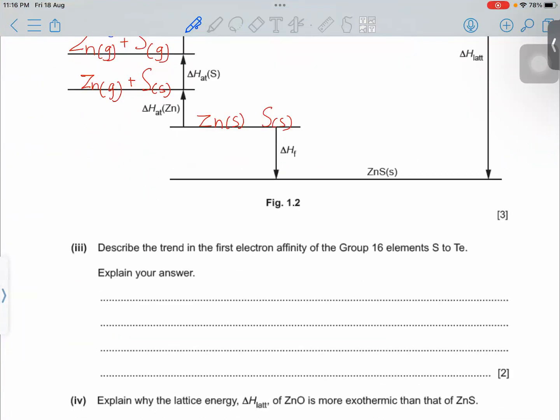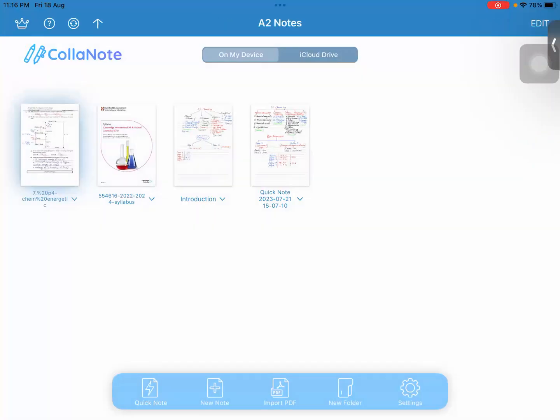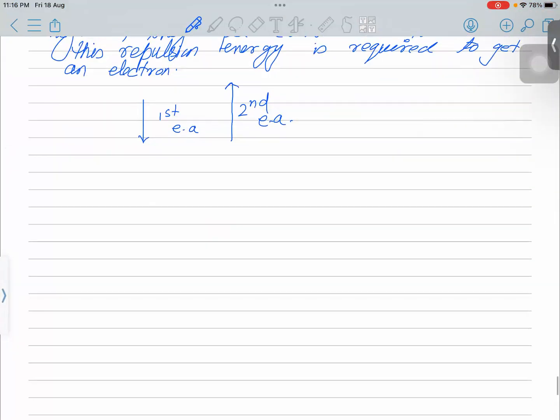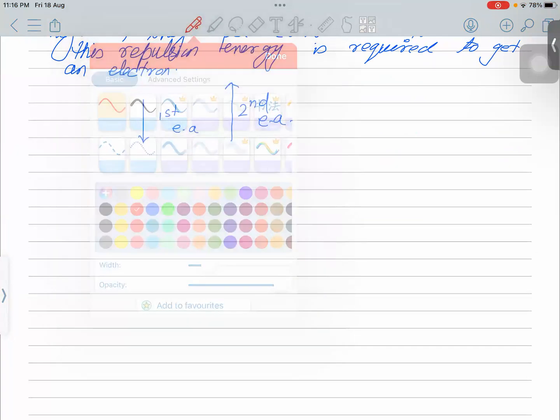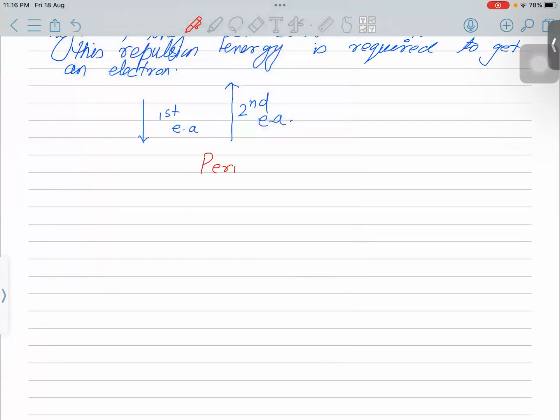Describe the trend in the first electron affinity of group 16 elements, sulfur to tellurium, right? So periodic trend, right? So next heading is periodic trend of electron affinity.